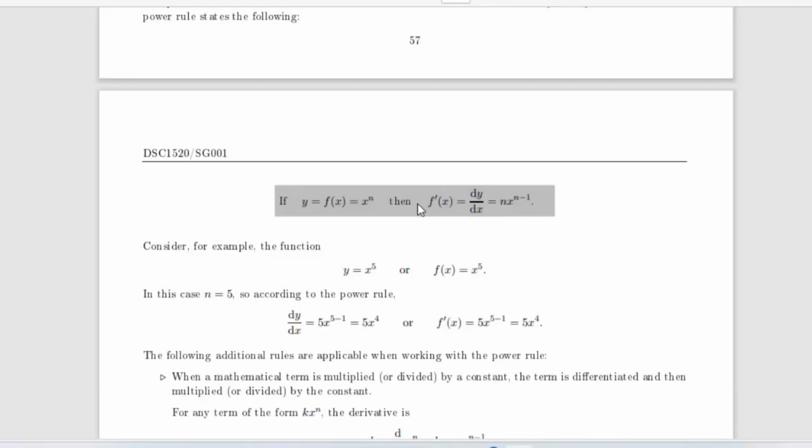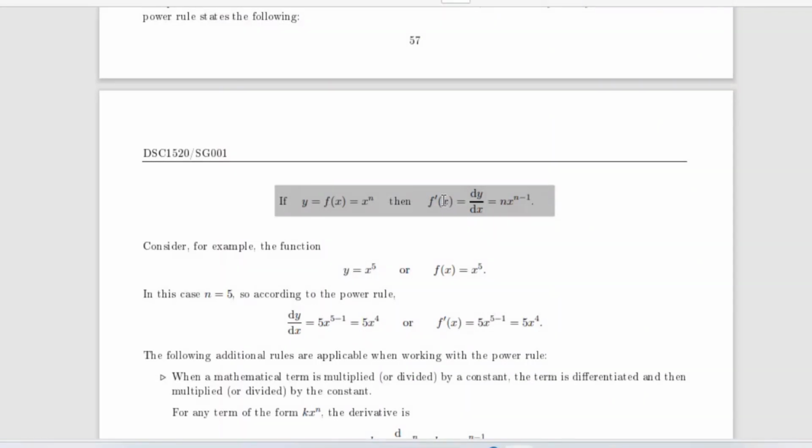Are we together? Is this the first derivative, sir? This is the first derivative, yes. If it's the second derivative, it will be two of those apostrophes. But since we are dealing with the first derivative, please don't be confused.